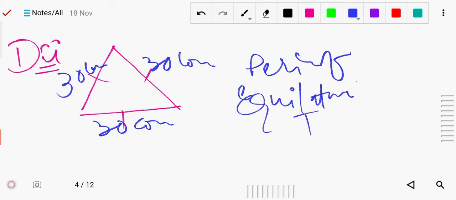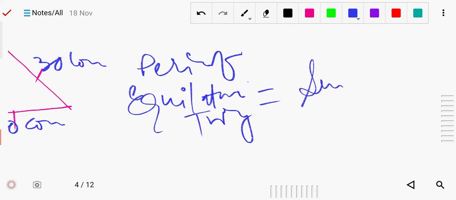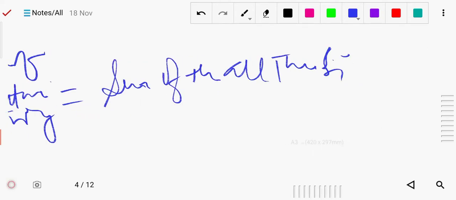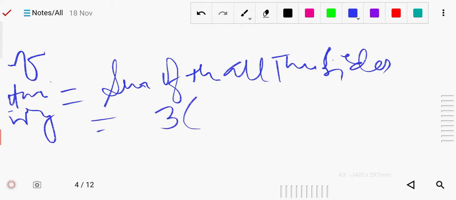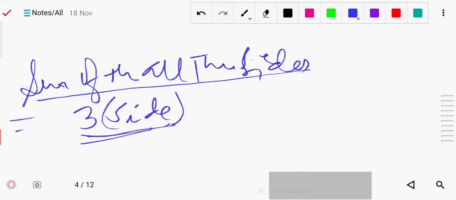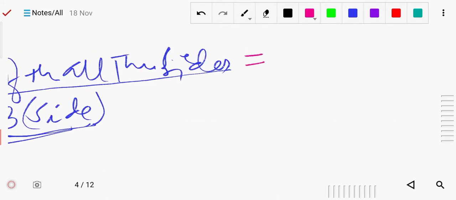So the perimeter of an equilateral triangle will be the sum of all three sides, or you can write 3 into side. Either you can add all the three sides, or you multiply that side by 3. Anyone you can follow. So one by one, we will solve by this method.